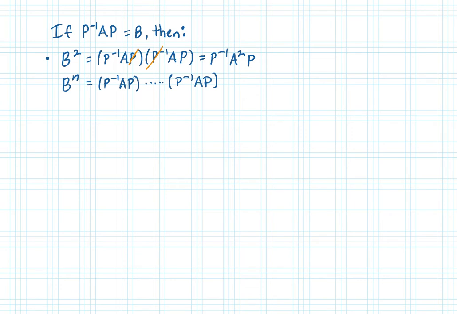And in fact the same thing happens when you look at any power of B. B to the n is P inverse times A times P multiplied times itself n times. And the P's and the P inverses in the middle will cancel each other out. And what you're left with is P inverse times A to the n times P. So what this means is that if you can calculate B to the n quickly, then you can use that to calculate A to the n quickly.